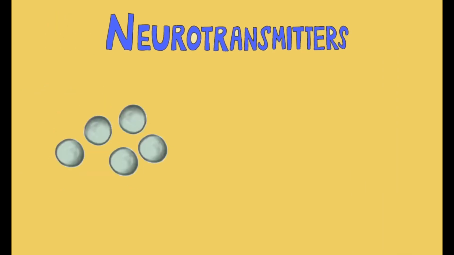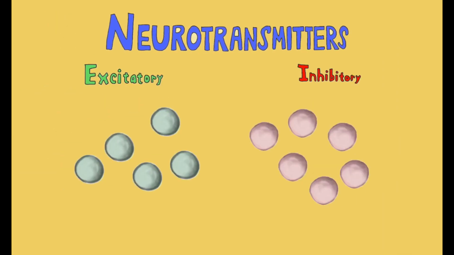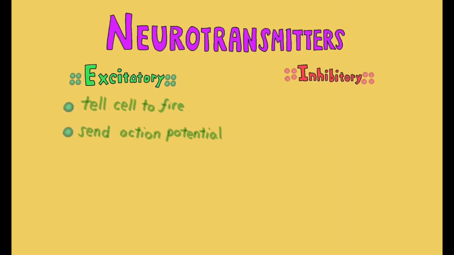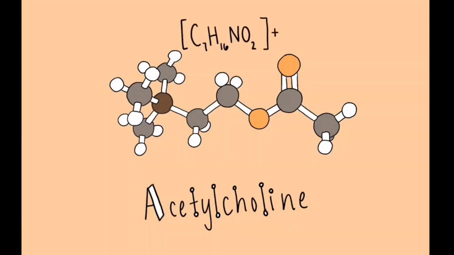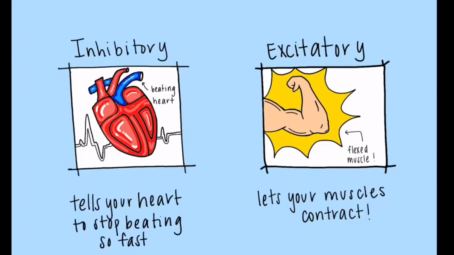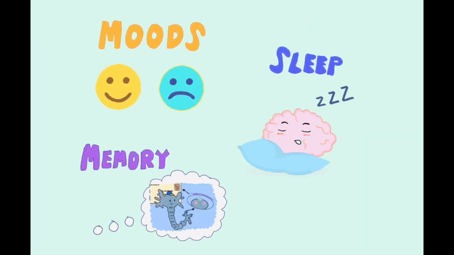There are 2 main types of neurotransmitters: excitatory and inhibitory. Excitatory messages tell the cell to fire or send an action potential, while inhibitory messages tell the cell to stop firing. Some neurotransmitters can actually be both, depending on where they act in the body. This is the case for our friend acetylcholine. Acetylcholine is excitatory when it tells your muscles to contract, but it's inhibitory when it tells your heart to stop beating so fast. Humans have many kinds of neurotransmitters, and together they help control your moods, sleep cycles, and memory.